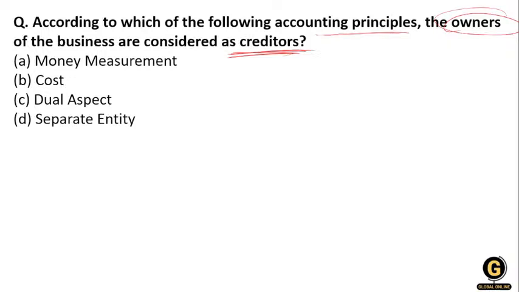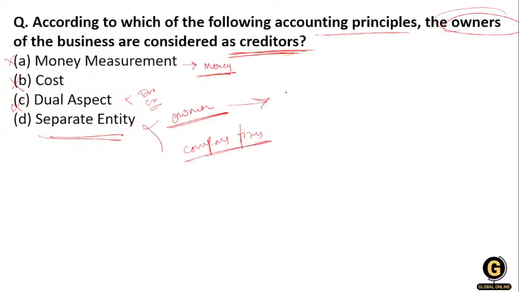Consider as a creditor. The money measurement concept means include only the transactions which are related to money, so this is not an option. Cost is not an option. The dual aspect means every entry has a dual entry, that means there is a debit and a credit, so this is also not an option. The separate entity concept says the owner is different and the company or firm is different. That means we consider the owner of the company as a creditor of the company. So option D is correct.